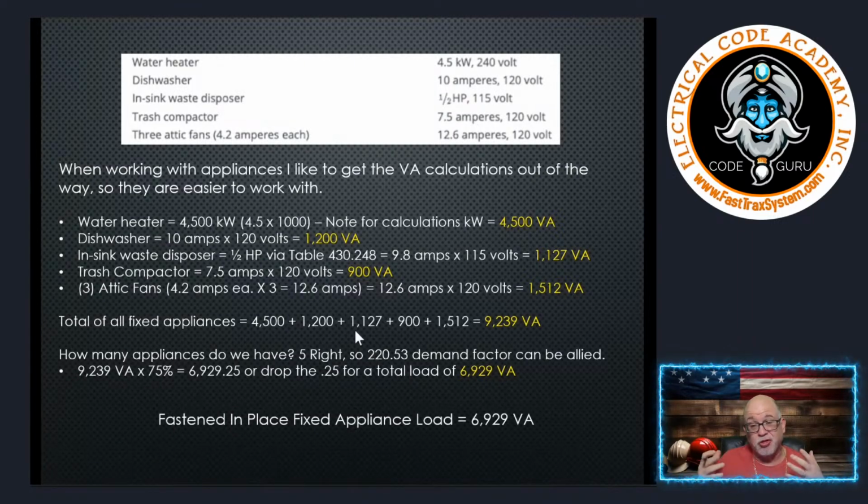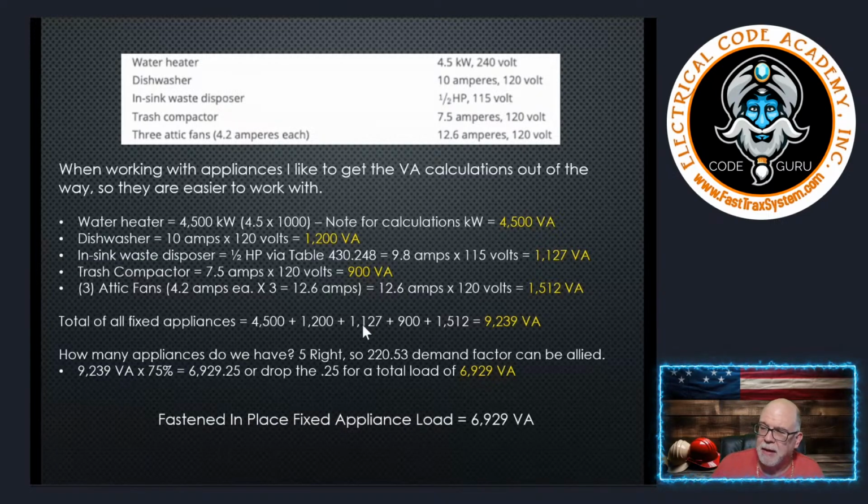Now, that means your service or feeder is going to be larger than it needs to be, right? But I mean, you can do that if you want. On an exam, it will be expected for you to know the best possible answer. And the best possible answer means to utilize the allowance for the 75%.